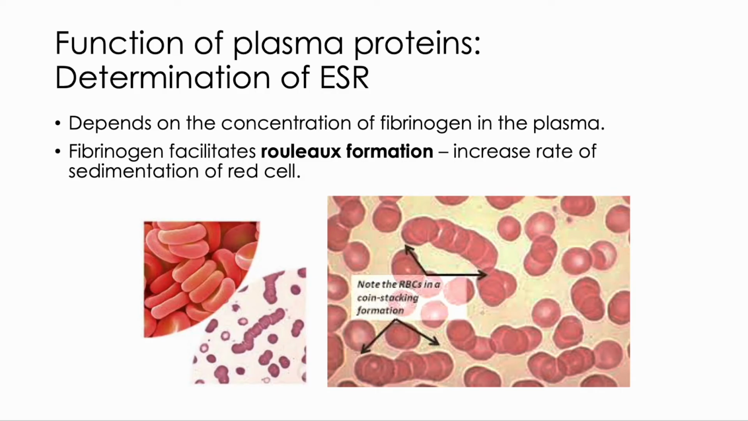Alright, so now I look back at the erythrocyte sedimentation rate. Earlier I told you, the fibrinogen is used to determine the erythrocyte sedimentation rate. The erythrocyte sedimentation rate actually depends on the concentration of fibrinogen available in the plasma. Why? Because fibrinogen is going to facilitate rouleaux formation. So what is rouleaux formation? It is the stacking of the red blood cells. When the cells stack, it influences the viscosity of the blood. So the formation of rouleaux itself will increase the sedimentation rate of the red blood cells.